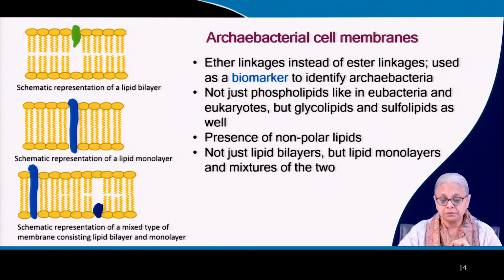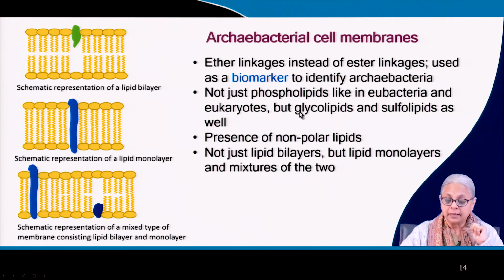Another point mentioned here is that modern bacteria as well as eukaryotes have only phospholipids, and it's the archaeobacteria that may have phospholipids, glycolipids, and sulfolipids. So again we see that whole evolutionary tangent. And then we have the presence of non-polar lipids, and another difference is that you have lipid bilayers, monolayers, and mixtures, which you don't see in modern bacteria.